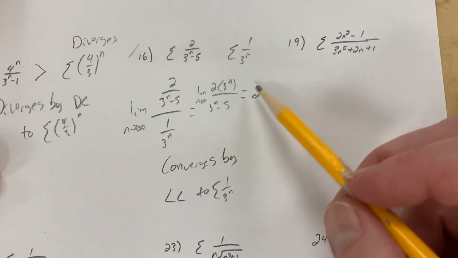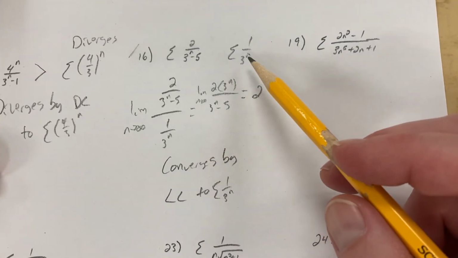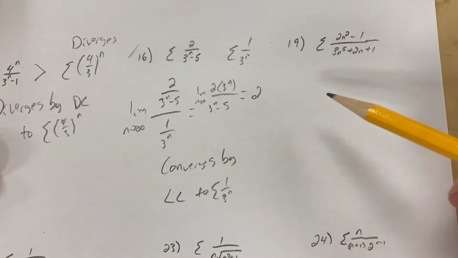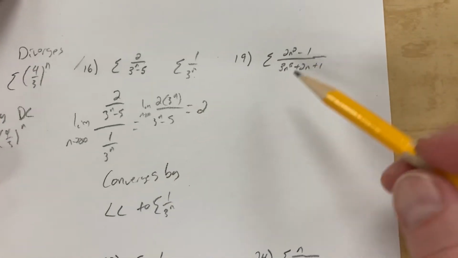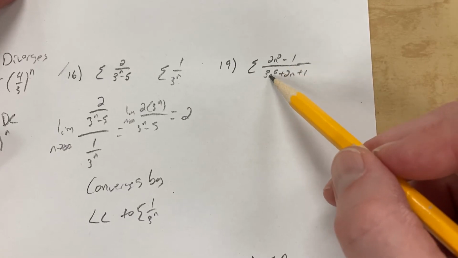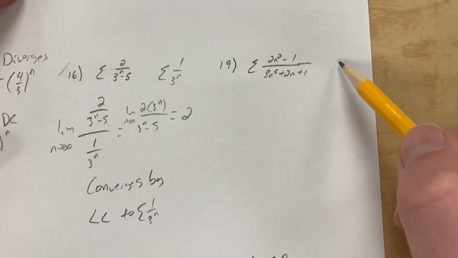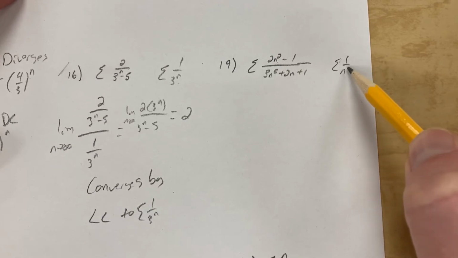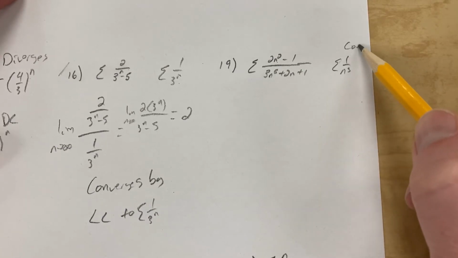If we would get 0 or infinity, that means that we picked a bad thing to compare it to, or perhaps limit comparison isn't going to work for us. Right? So I see here, I got n squared on the top, n to the fifth on the bottom. So if I just boil it all down, this is very similar to 1 over n to the third, which is a convergent series.